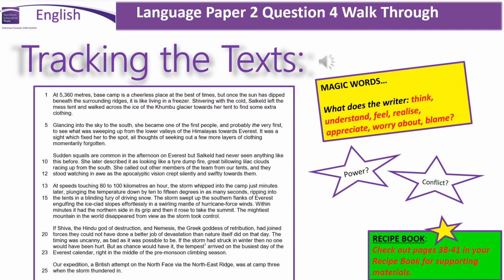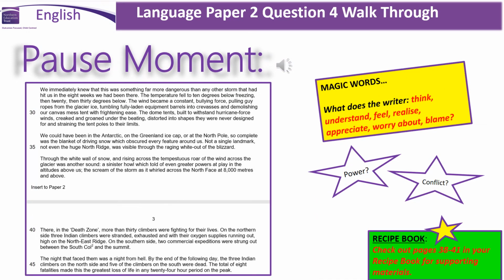I'd now like you to pause the video, and I'd like you to read the remaining lines of this source independently, and I would like you to think about what meanings, what thoughts and feelings you can tease out from the writer of this source. So does he continue thinking negatively about this storm? What does he worry about by the end? Does he appreciate anything? And remember to use those magic words and check out your recipe book if you need some more support.